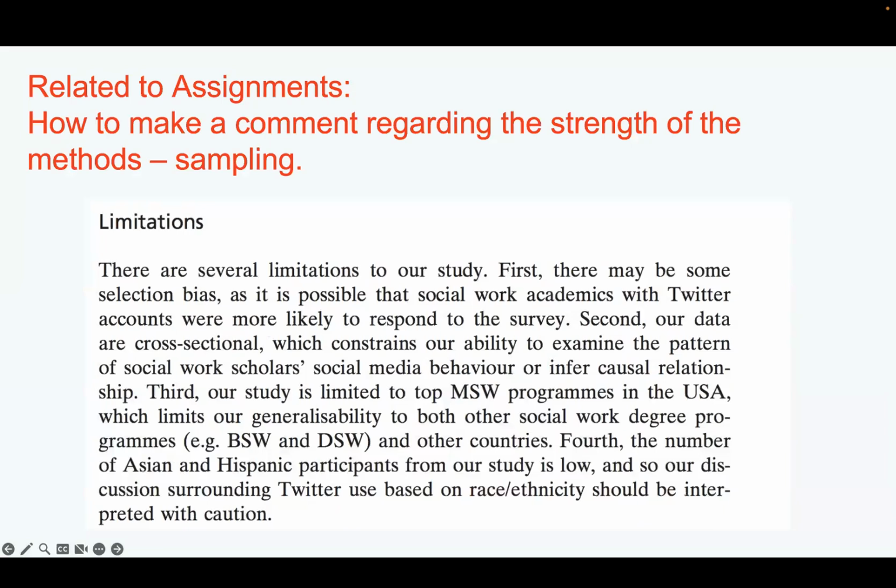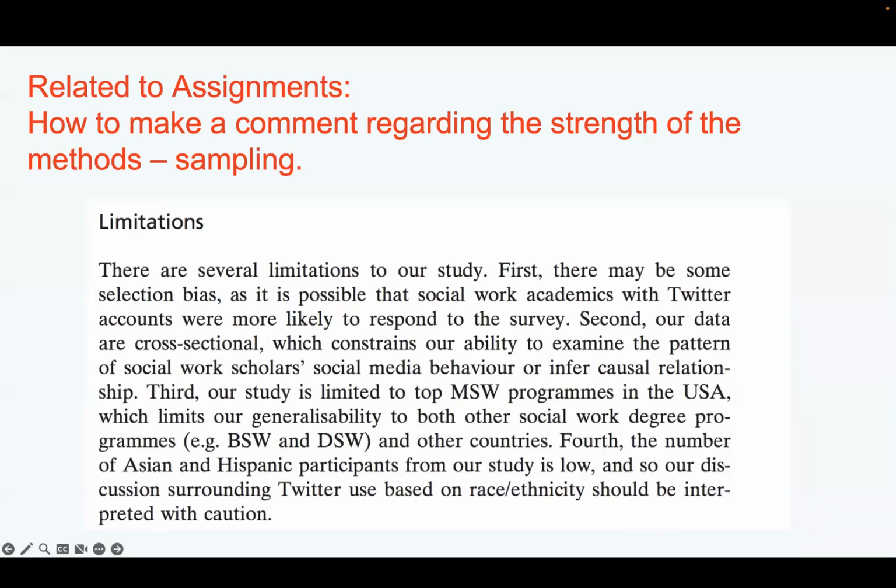This is related to our assignment. If you are interested in making a comment or discussing the strengths of the sampling in your thesis, you may find in the article's limitation section that the authors may state, our study is limited to top MSW programs in the US, which limits our generalizability to other social work degree programs or other countries.